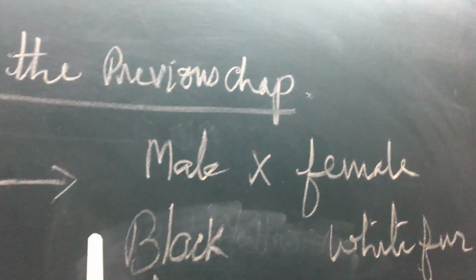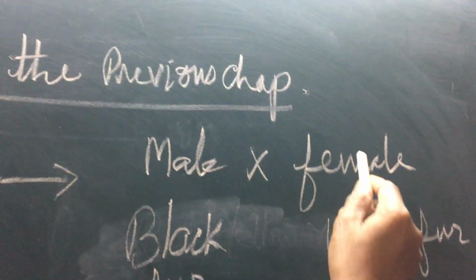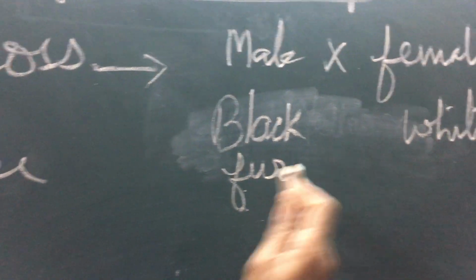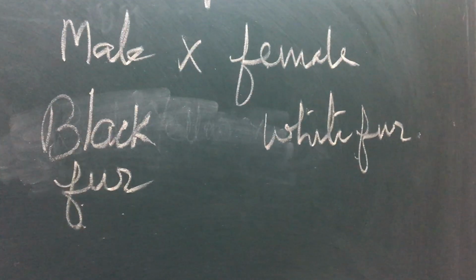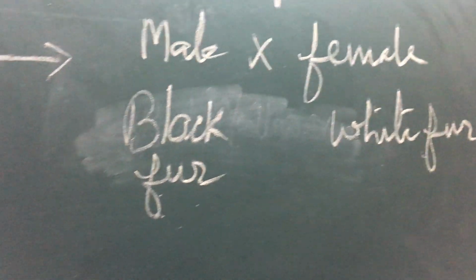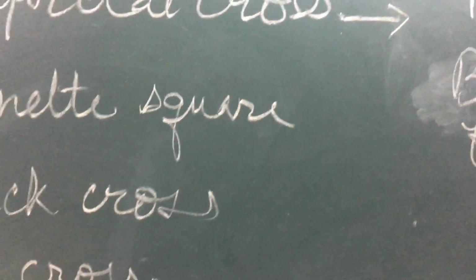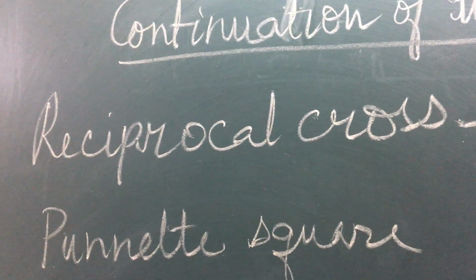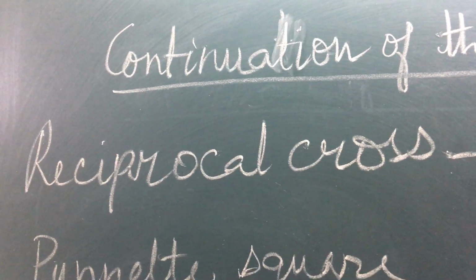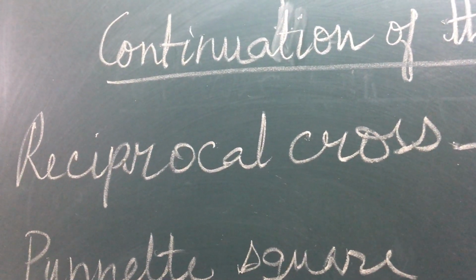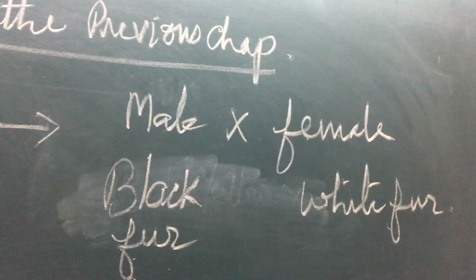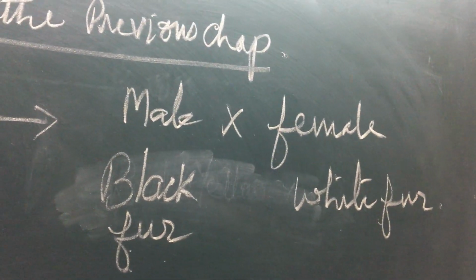If we take male with black fur and female with white fur, in the second case, the female is with black fur and the male is with white fur. This is called a reciprocal cross. The characters are exchanged. Male with black fur, female with white fur, and second category, female with black fur and male with white fur. Such type of cross is called a reciprocal cross.